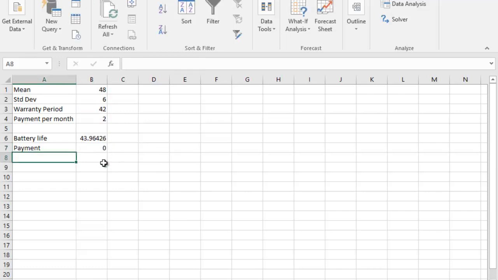So let's show some examples of this working now. Here's a battery that lasted almost 44 months. That's bigger than the warranty period, so no payment was required. Recalculate. Here's a battery that lasted 41 months. That's a little below the warranty period. So take the difference between the two, multiply that by 2, and here's how many dollars I had to pay that customer. Not very much because his battery lasted almost the entire warranty period.